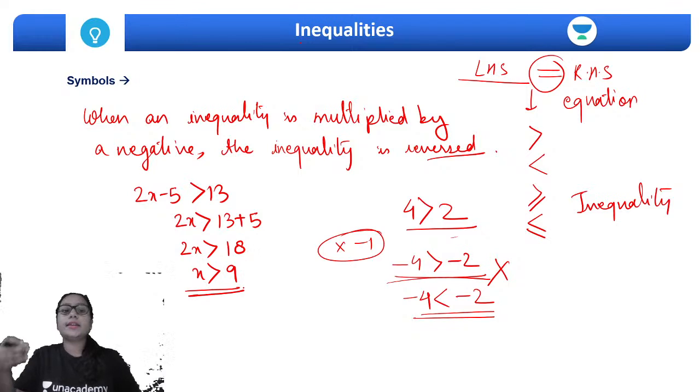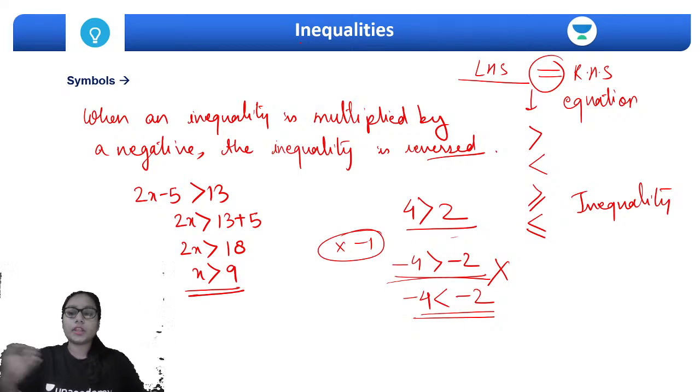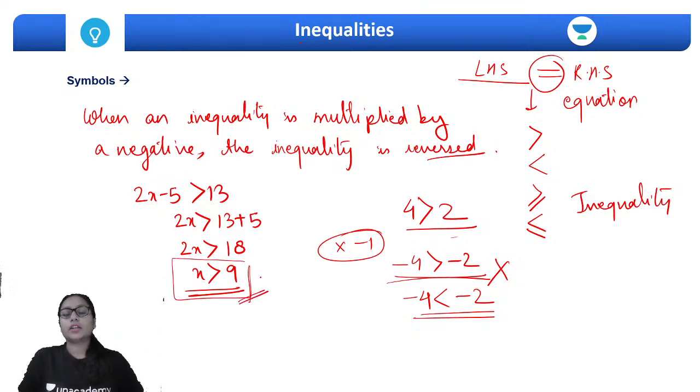Now the difference in the solution of an equation and an inequality is that when you solve an equation, you get a finite set of values or just a single, unique value. But when you solve an inequality, you get a range for x. So this is one of the differences between inequalities and equations. I hope the definition of inequality is clear to everyone here.